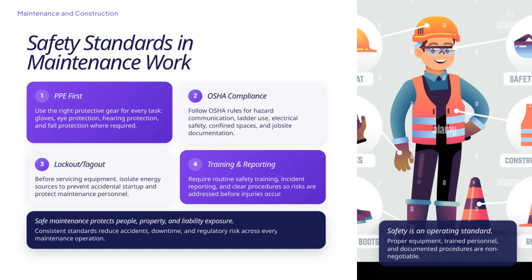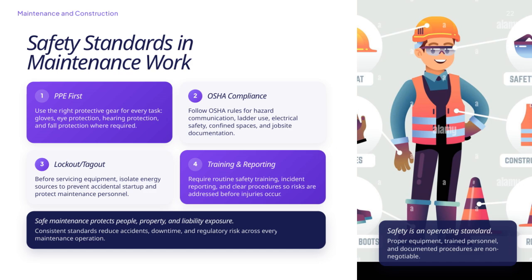Regular training and clear reporting protocols are also key. Routine safety training helps keep everyone aware of potential hazards, and incident reporting ensures any risks are addressed proactively, helping us avoid injuries before they occur. Clear, documented procedures make sure safety is part of everyday operations, not an afterthought.